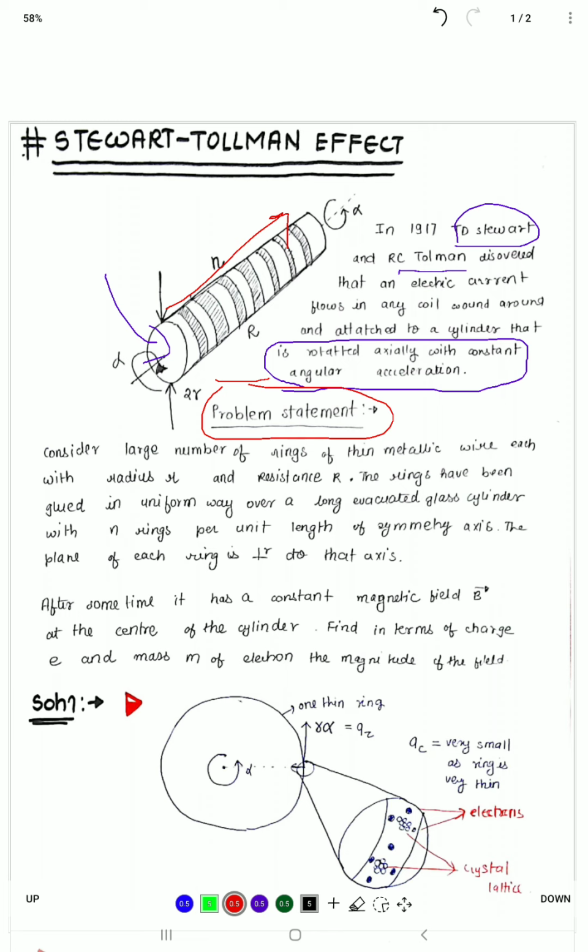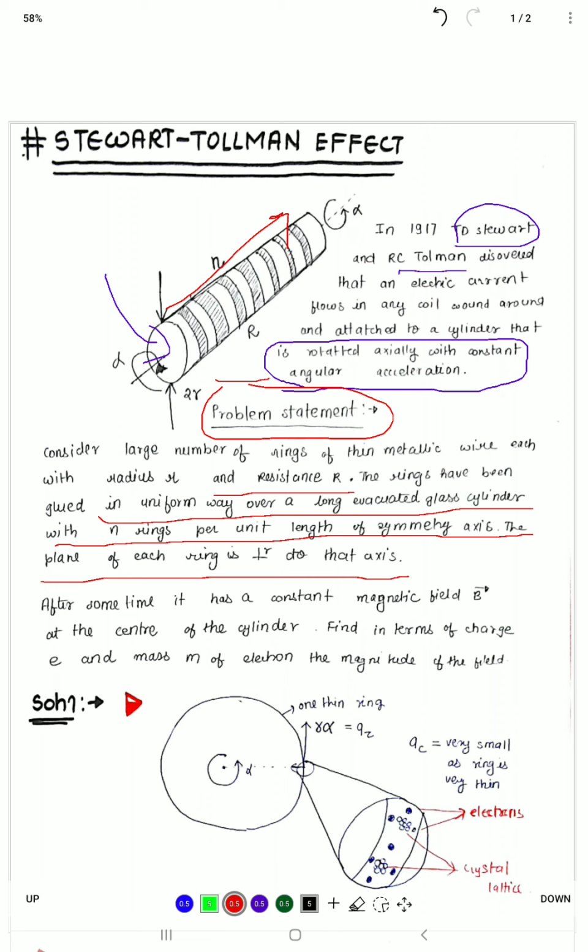Consider a large number of rings of thin metallic wire, each with radius r and resistance capital R. The rings have been glued in a uniform way over a long evacuated glass cylinder with n rings per unit length of the symmetry axis. The plane of each ring is perpendicular to that axis. So here we see the situation.